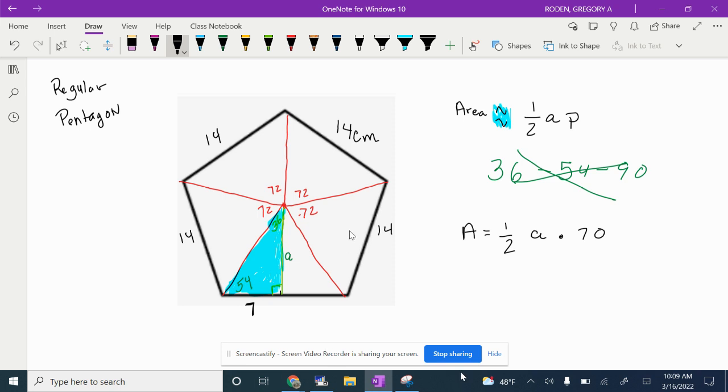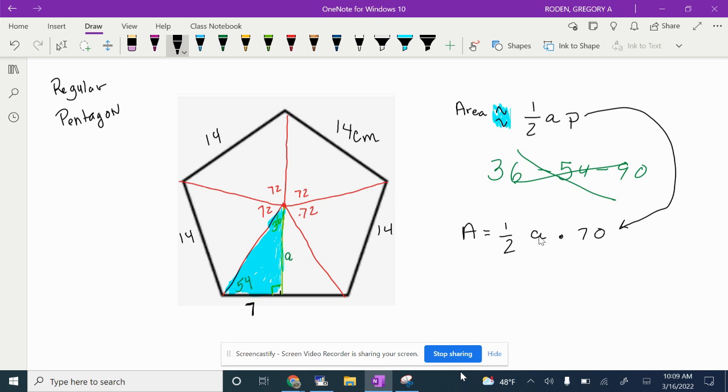What's 14 times 5? 70. What's 7 times 10? 70. I like the way George thought of it. He's saying, okay, half of it is 7, but now I know I'm going to have 10 little chunks of 7. Okay, I like that, George. Good thinking. Okay, now here's the deal.